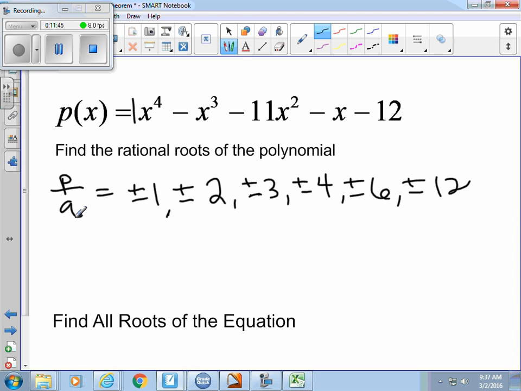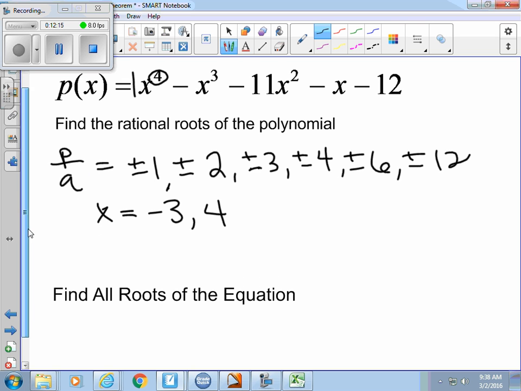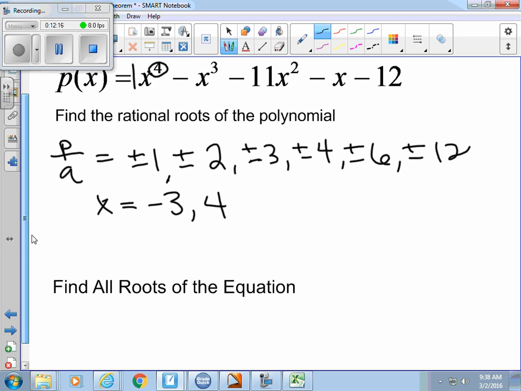-3 and 4 so far I've gotten. And those are the only two I get. Is that what you got? -3 and 4? Those are the rational roots. Is that all of the roots of this polynomial? How many more are there? How do you know? It's a 4th degree, so I know there are 2 more. How in the world could I find the other 2?